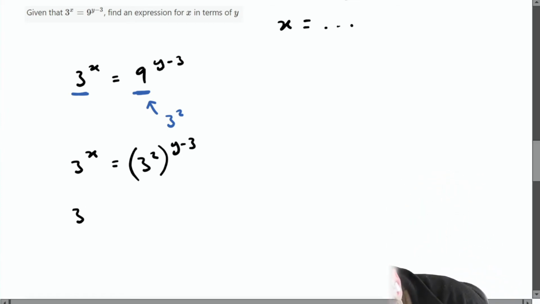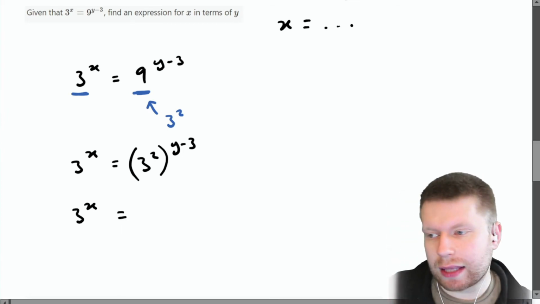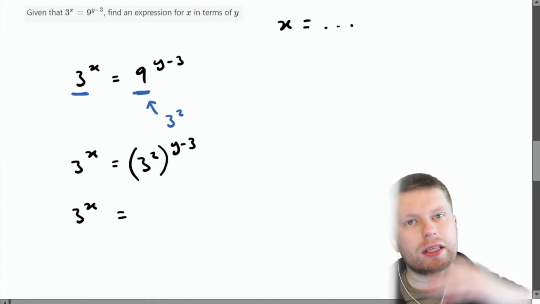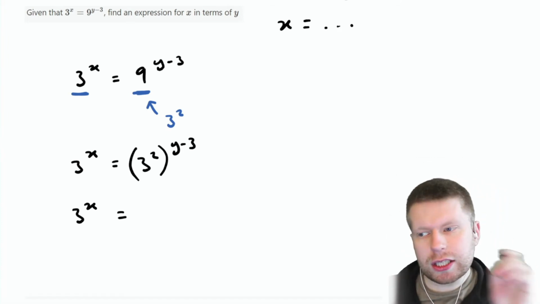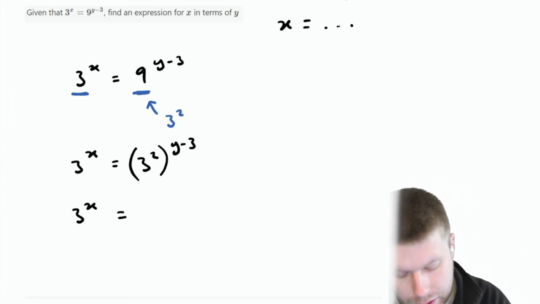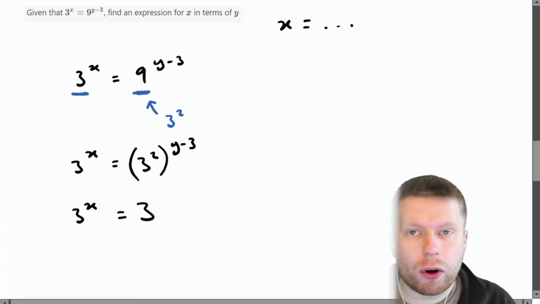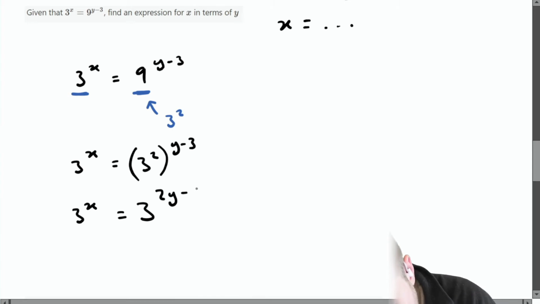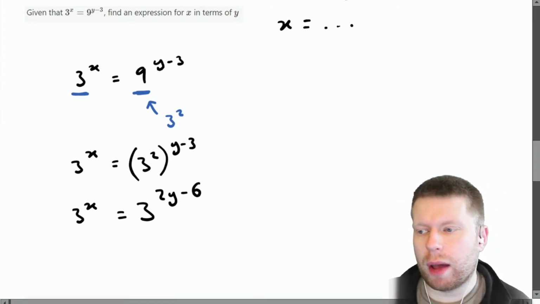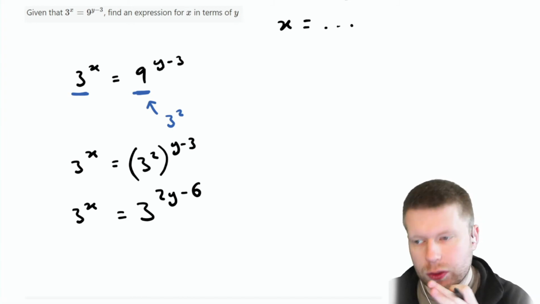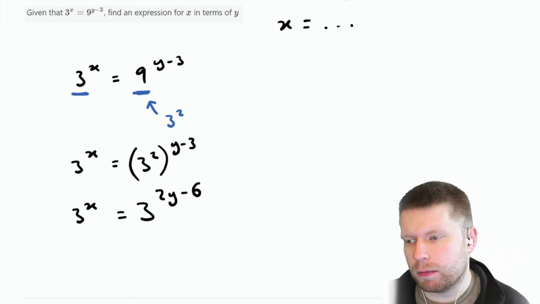Okay, now I can employ my laws of indices, because look at the right-hand side. Because I have 3 to the power of something, and then I'm raising all of that to the power of something, I just have to multiply those two powers together. So I'll end up with 3 to the power of 2y minus 6. Be careful to make sure that you multiply the entirety of y minus 3 by 2. Not just the y, it's the y and the negative 3 by 2.